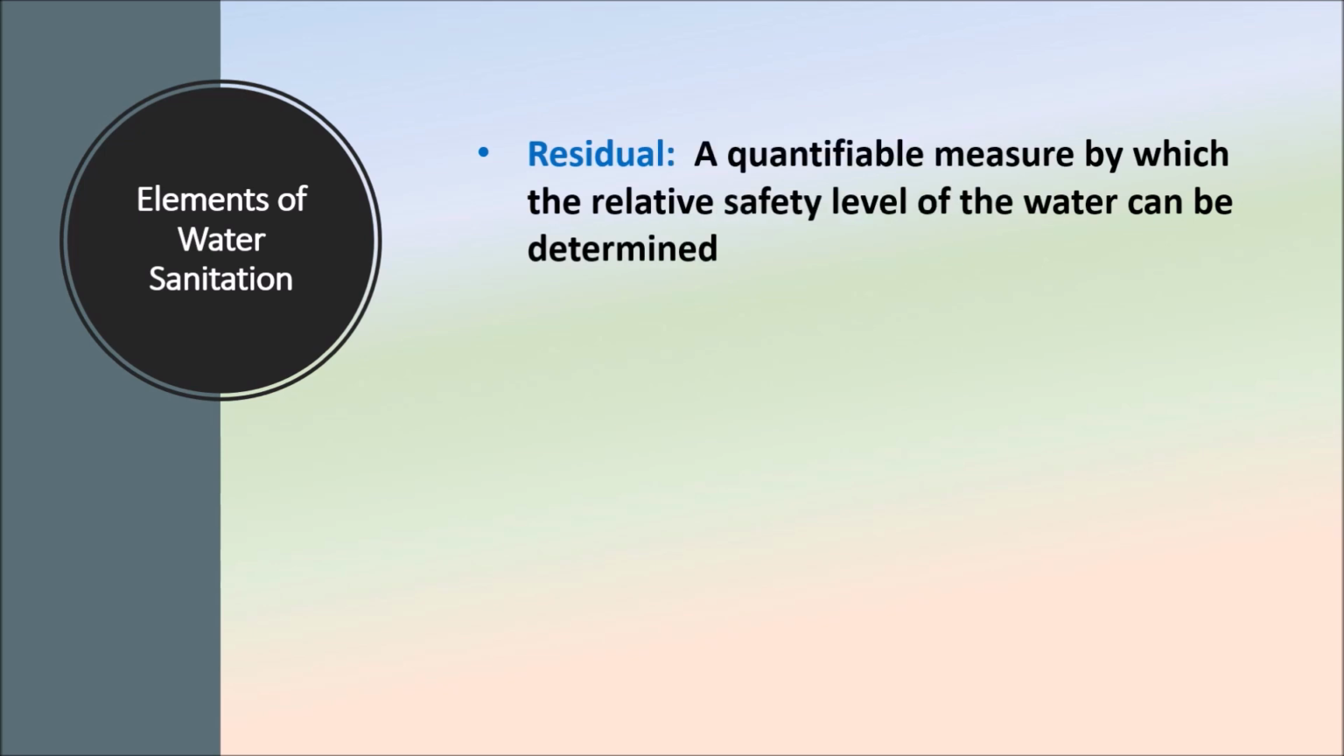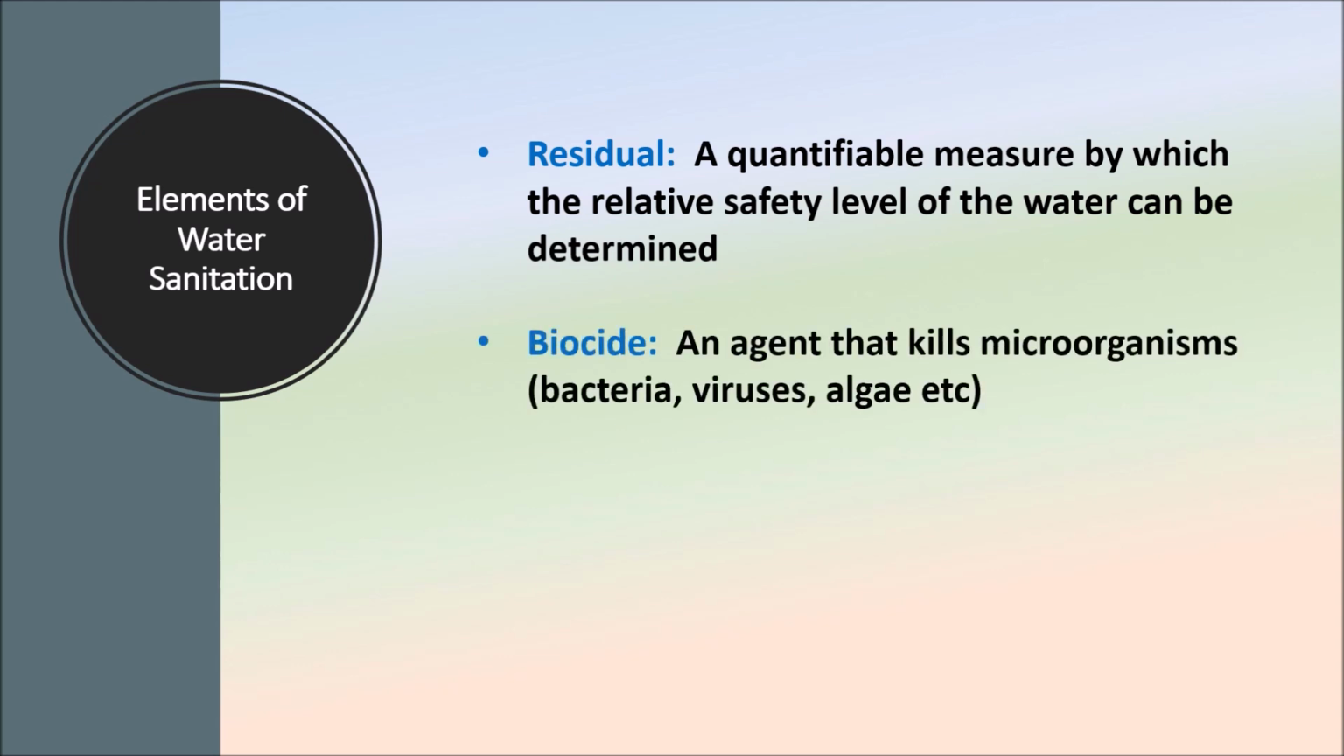Well, first it would need to be able to create a residual, some quantitative measurement by which it can be determined through some sort of testing process that the water does indeed meet whatever standard is determined in order to call it safe. Next, our sanitizer would need to qualify as a biocide, something that kills living organisms and pathogens like bacteria, viruses, and algae.